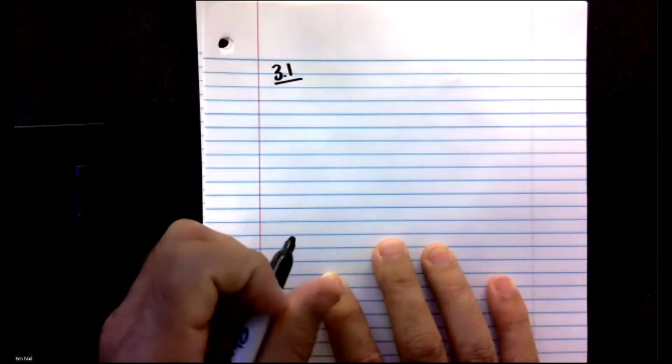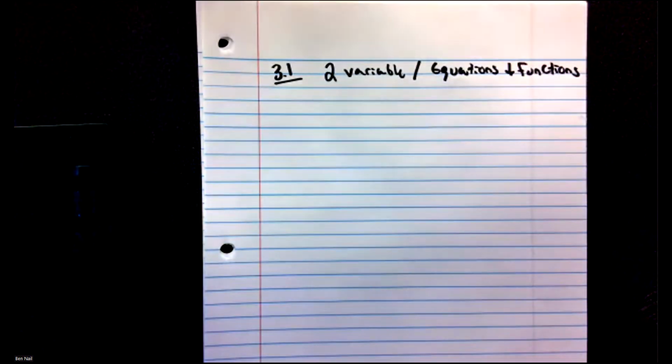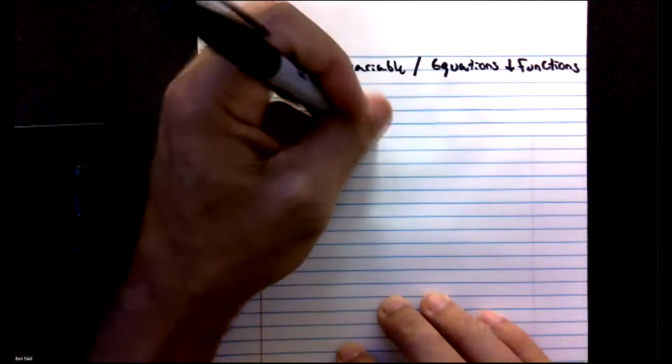All right, so 3-1. We're going to start talking about two variable equations and functions. Chapter 2, we did one variable equations and inequalities. We did some absolute value stuff. Chapter 3, which is also in that first unit test, covers two variable equations. Now, it's typically x and y equations.